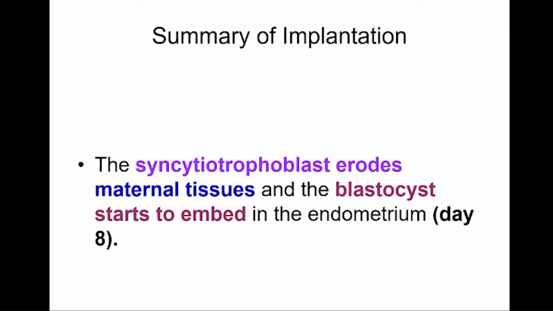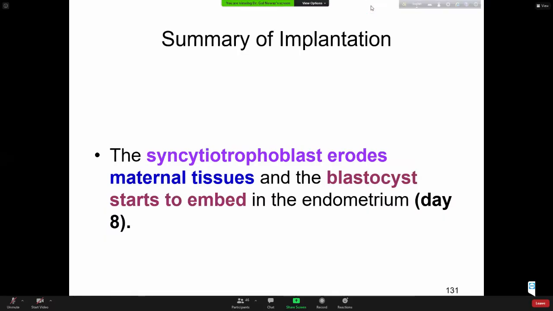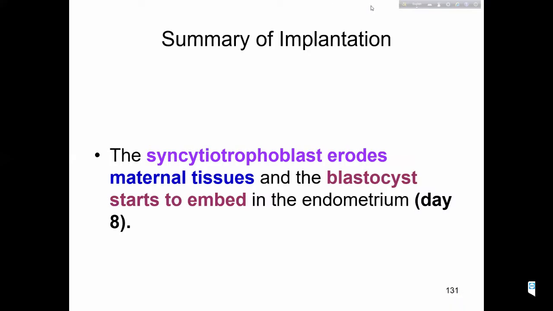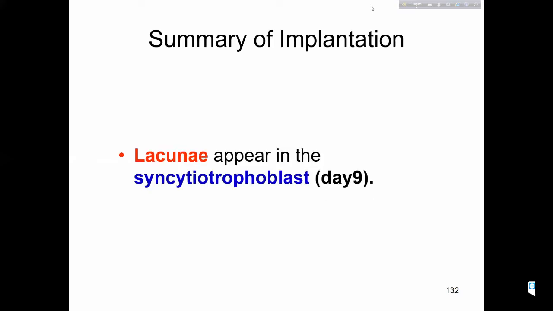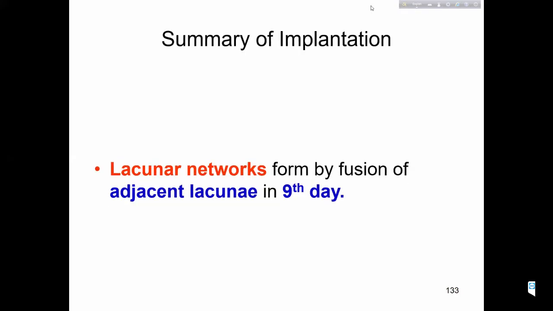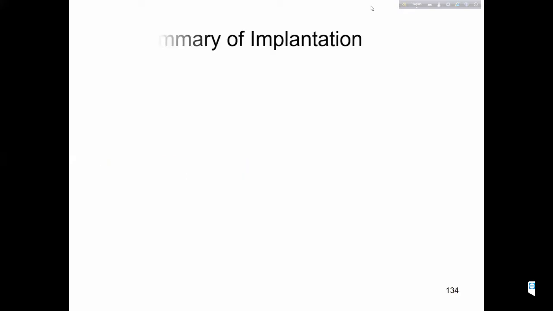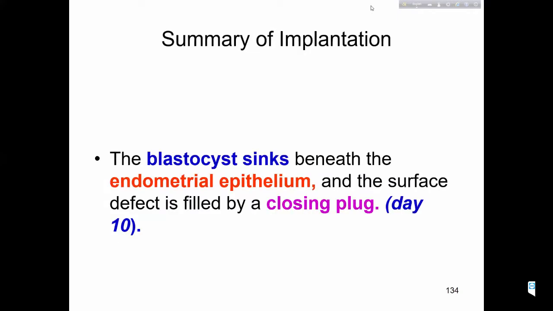Tissues, and the blastocyst starts to embed in the endometrium during day 8. Lacunae appear in the syncytial trophoblast during day 9. A lacunar network is formed by fusion of adjacent lacunae during day 9. The blastocyst sinks beneath the endometrial epithelium, and the surface defect is filled by a closing plaque during day 10.